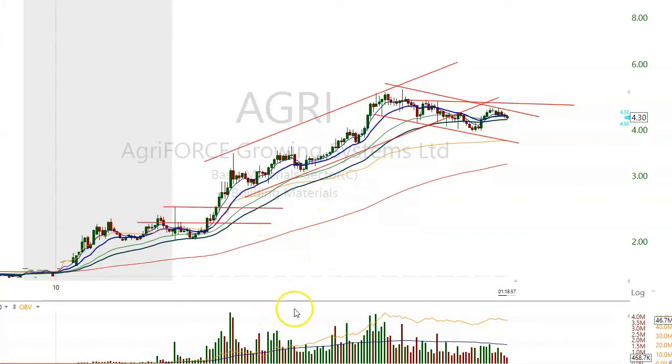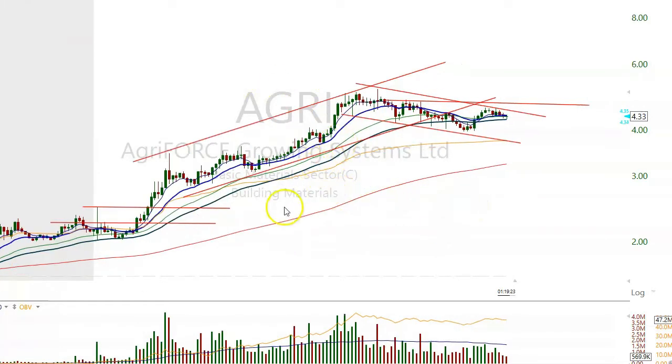The moving averages that I have on here are: the light blue is a 6 period, the dark blue is a 15 period moving average, the light green is a 34 period moving average, and the dark green is the 50 period moving average. Now these are EMAs, so exponential moving averages versus simple moving averages.